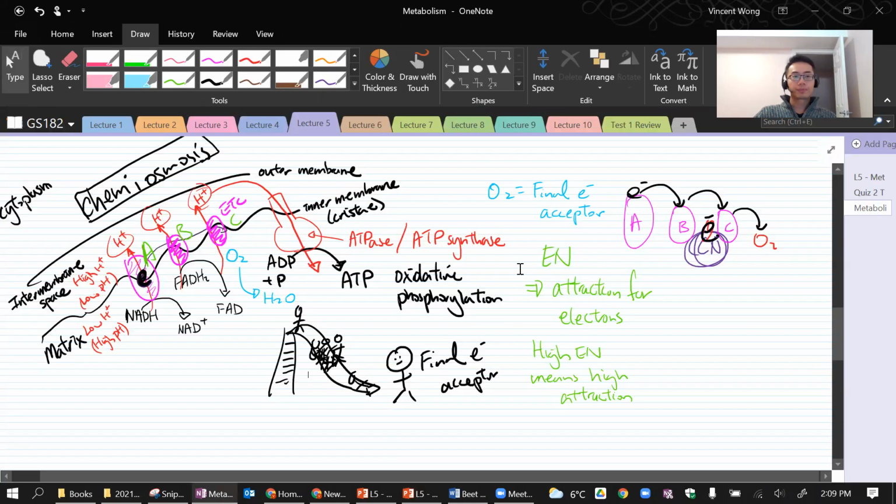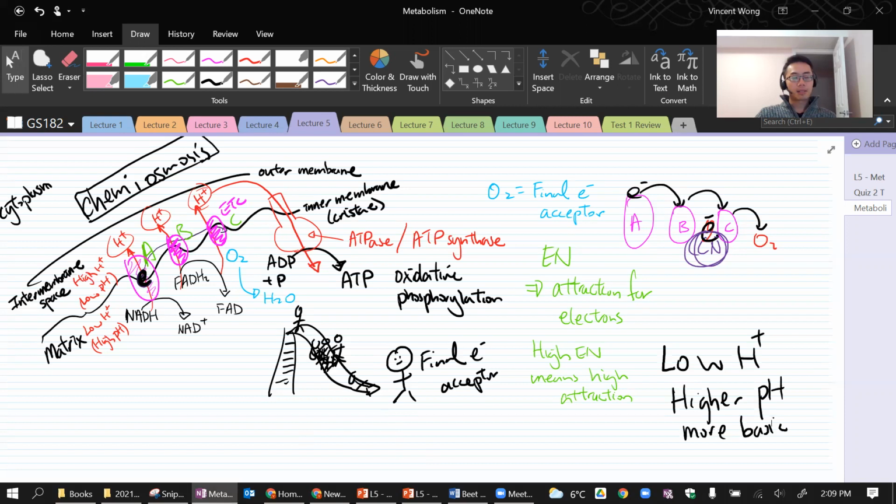One more time. The ETC is clogged up because of the presence of CN. No ETC means you cannot pump the H plus. So the intermembrane space will have low H plus. What does low H plus mean? Higher pH, more basic as opposed to more acidic. So that's the answer. Okay, that's that.